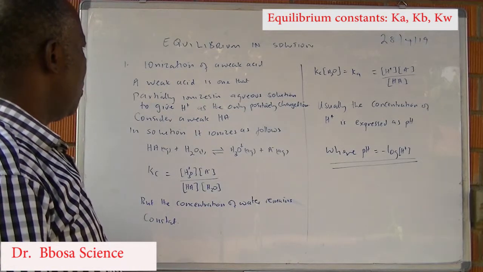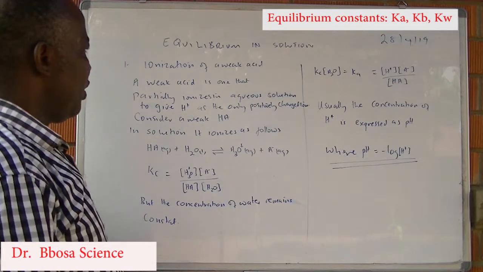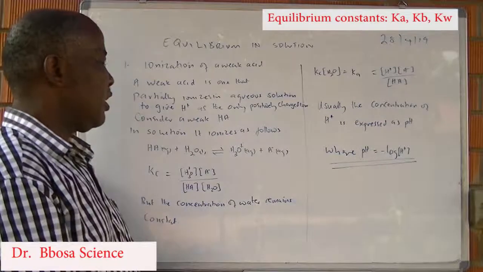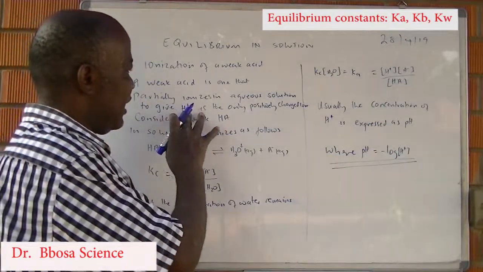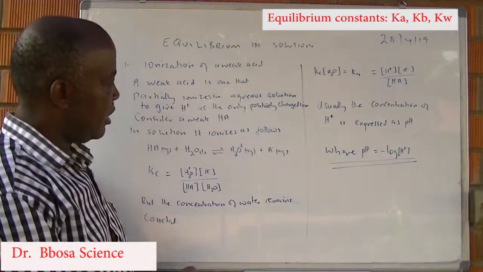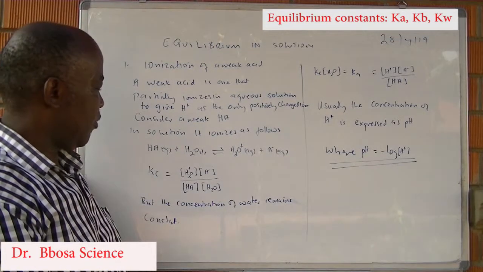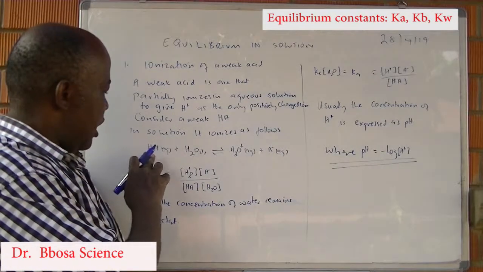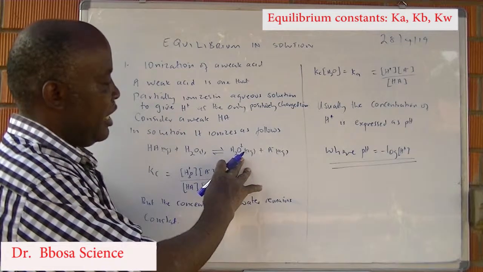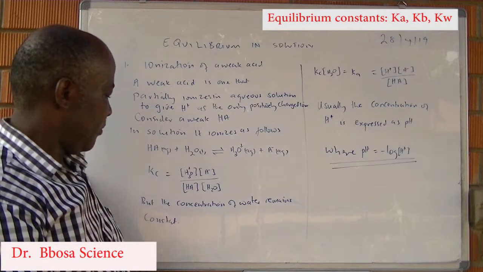2019. 1. Ionization of a weak acid. A weak acid is the one that partially ionizes in aqueous solution to give hydrogen ions as the only positively charged ion. Consider a weak acid, HA. In the solution, it ionizes as follows. Acid plus water, you get hydrated hydrogen ions plus negative ions.